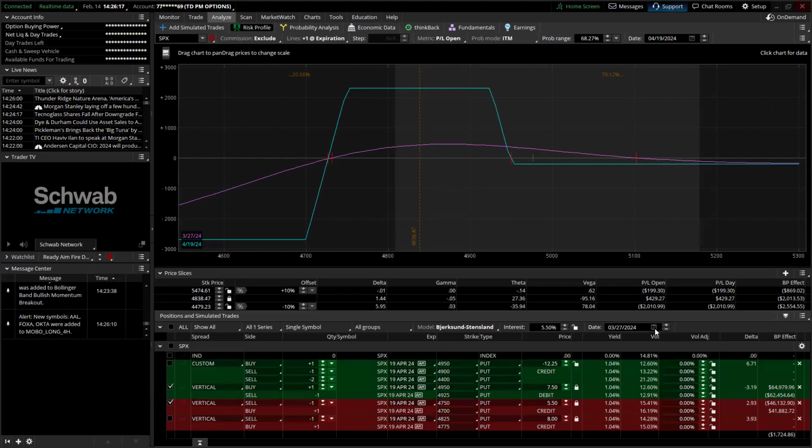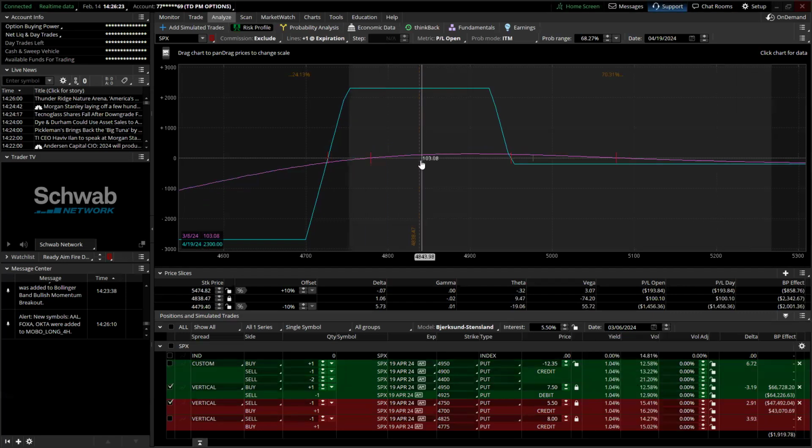Now, if we change the date from March 27th to March 6th and use the same numbers, right? We go from being up $100 at 48.40. If we go to 4,800, we're only up $45. So that's a $50 difference in P&L on the same amount of price change, right?